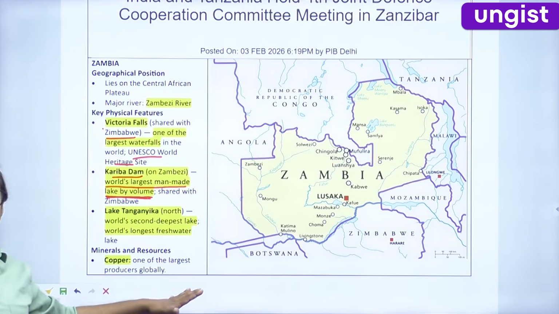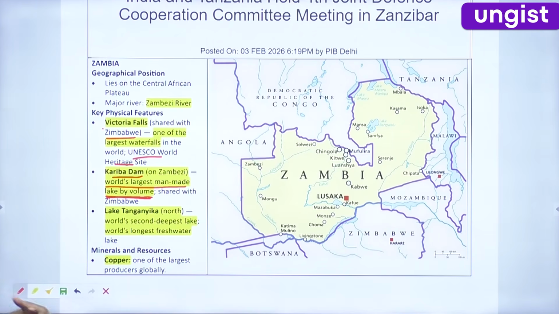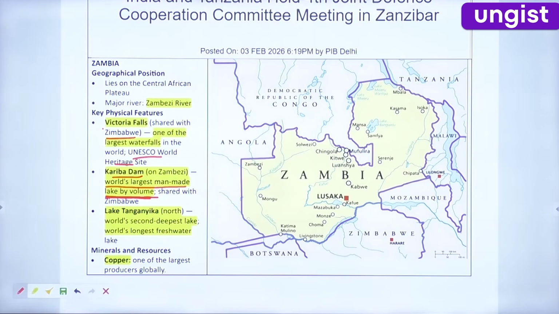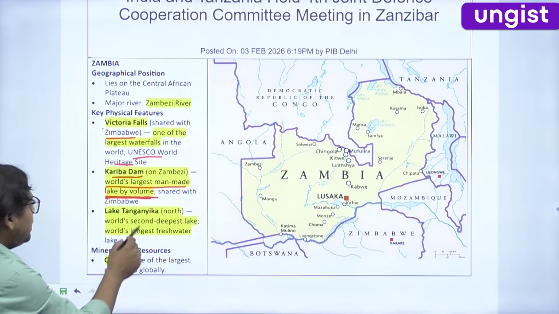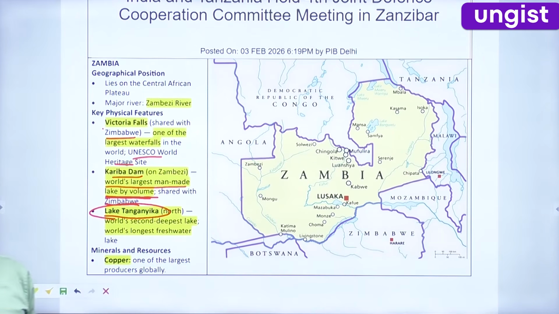We'll find that dam also. But Kariba Dam, which is on Zambezi River, is by volume the largest man-made lake, right? Shares with Zimbabwe, Lake Tanganyika. Why is Lake Tanganyika famous? It is the deepest lake, right?